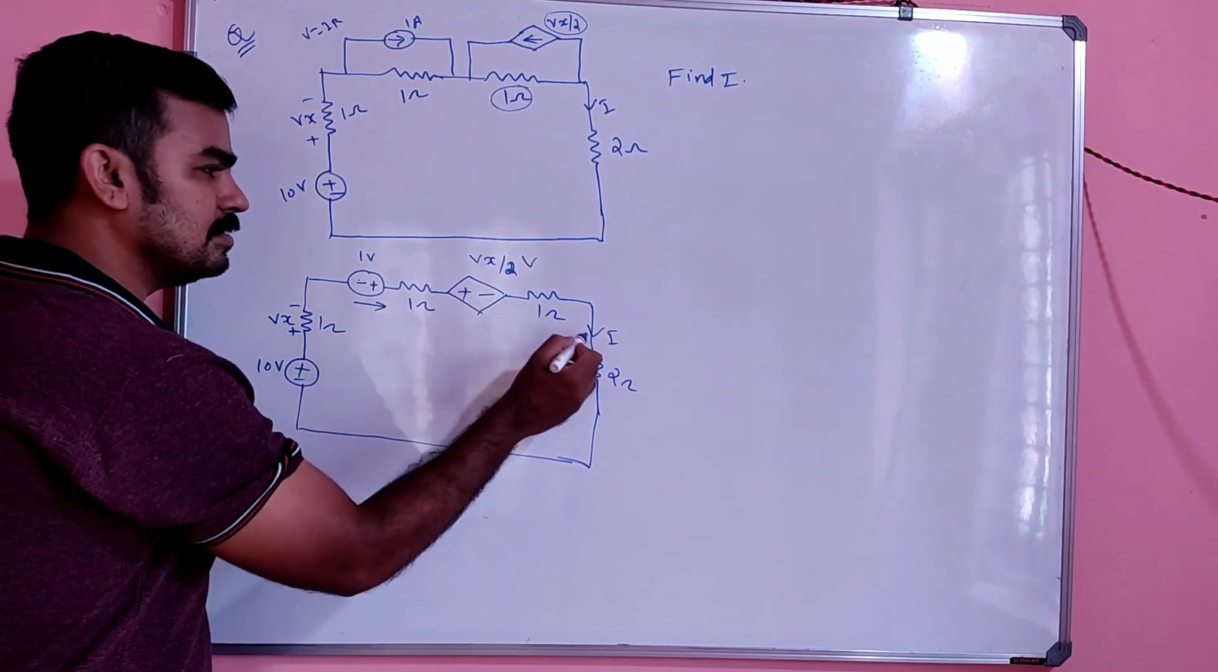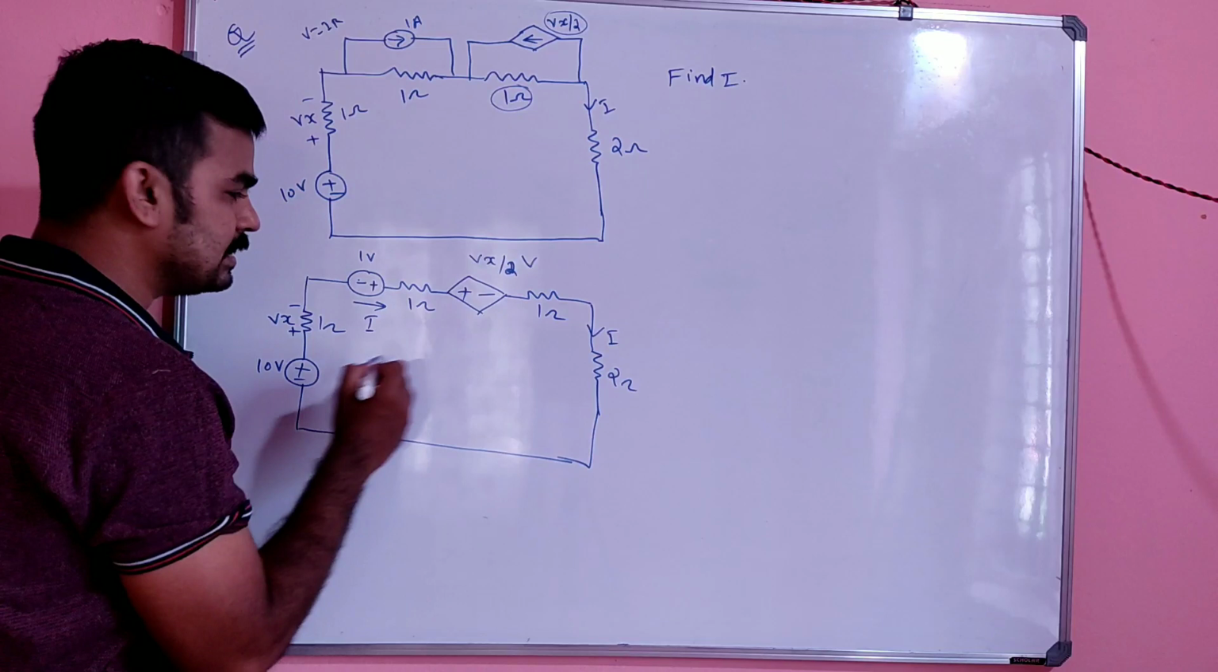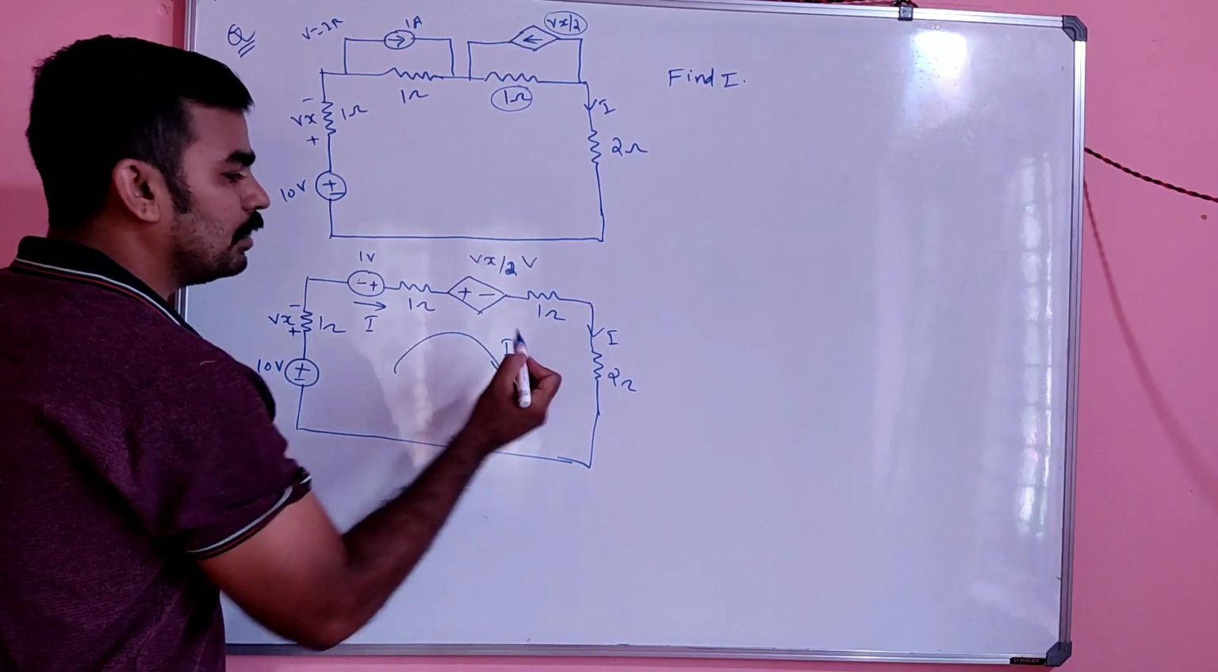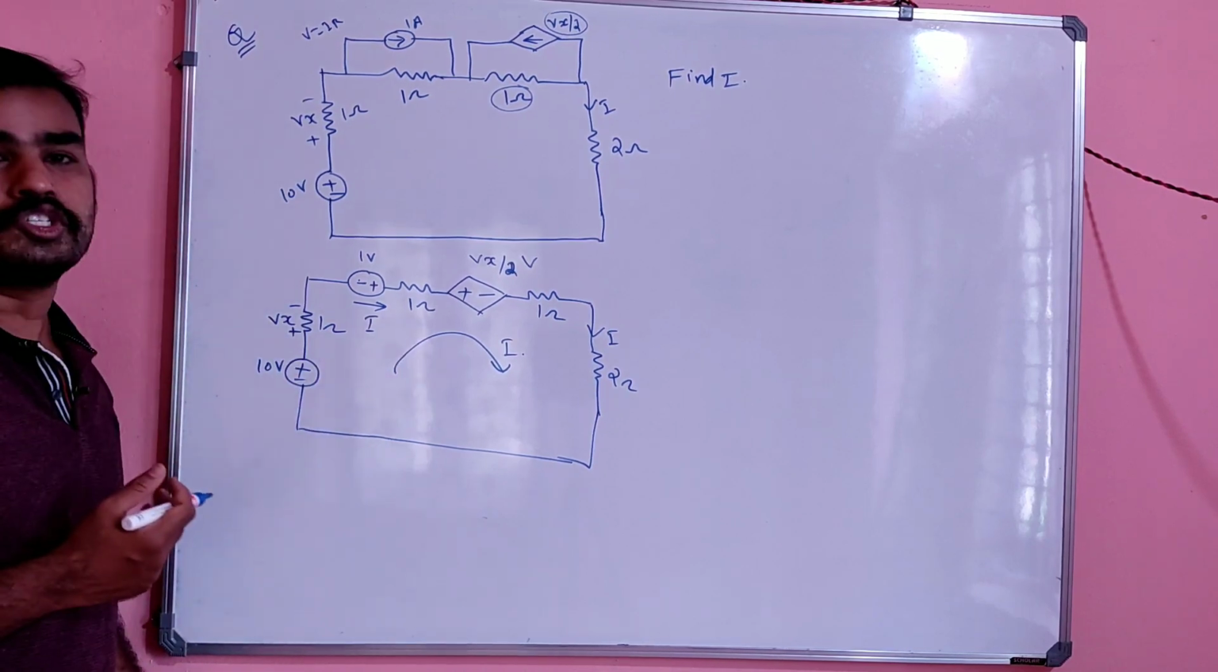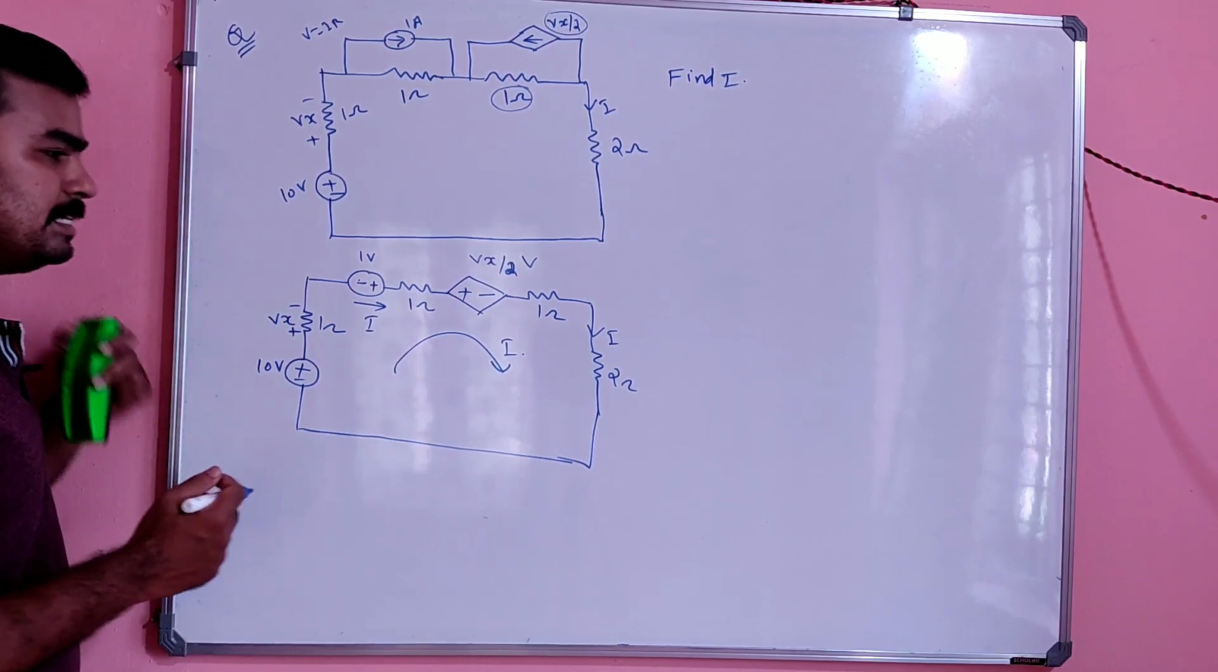And you can apply now what? There is a flow of current. The same current, series current, will flow like this. So the current is nothing but I. So you can simply apply KVL here, Kirchhoff voltage law here. Let's see what it is.